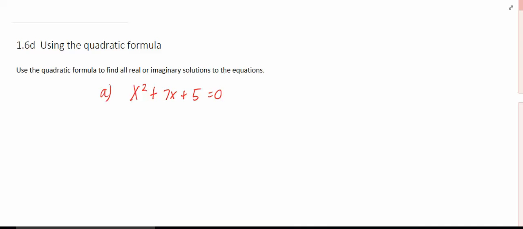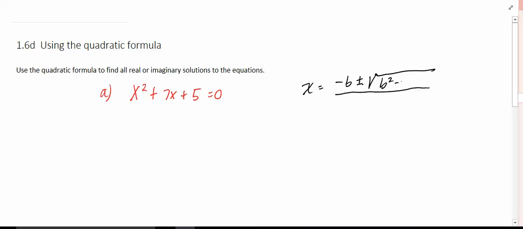Okay, let's solve a couple of quadratic equations using the quadratic formula. I have three that I'm going to do here. First of all, we're going to make sure that we know the quadratic formula itself, which is a way to find x when we have a quadratic equation, and it looks like this: x equals negative b plus or minus the square root of b squared minus 4ac all over 2a. We're going to use that to find x.